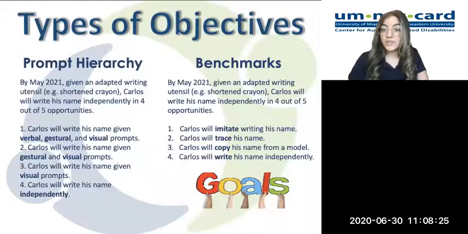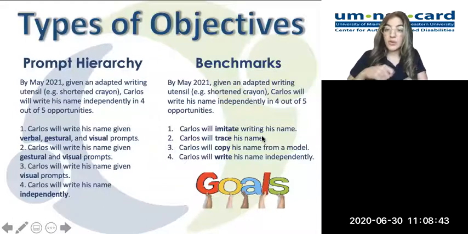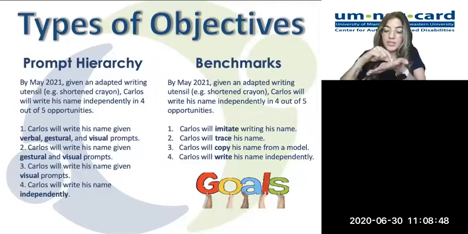This would be considered a visual prompt because he sees his name and then he's writing right over it. The third objective here is Carlos will copy his name from a model, still a visual prompt. But again, you're building on these skills. So first he was following an adult who's probably providing not only that visual feedback, but verbal feedback. Okay, we start at the top, curve to make the C, jump to the next letter.